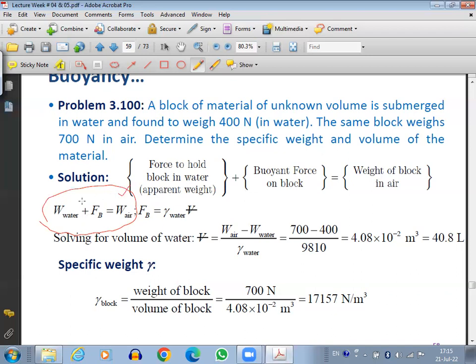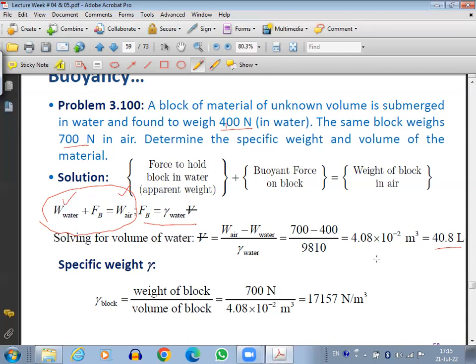So you have the weight in the air, you have the weight in the water in this question. So first of all, by using this, you can find the buoyancy force, just by subtracting the two. Once you know the buoyancy force, then buoyancy force is equal to gamma into V, gamma into volume. Now volume, is it mentioned? Determine the specific weight and volume. No, volume we need to find. Gamma water is known, so gamma water is 9810. So we can find out the volume. The volume of the water displaced is 40.8 liter, which is 4.08 times 10 to the power minus 2 meter cube.